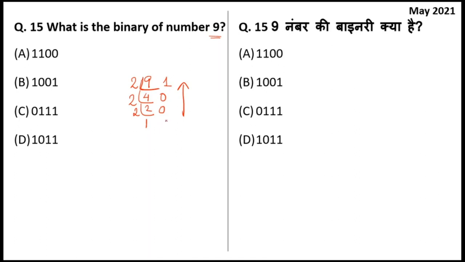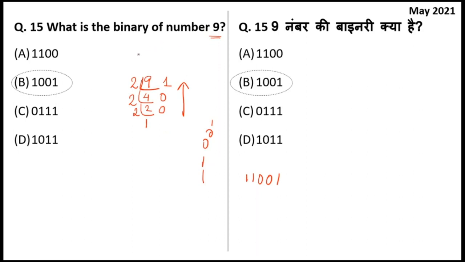In this situation, if you write 1 0 1, that is also true. But if the answer is 1 1 0 0 1, the answer will be 1 0 0 1, and not the opposite. It will not be the opposite. So here the answer is option B, 1001.